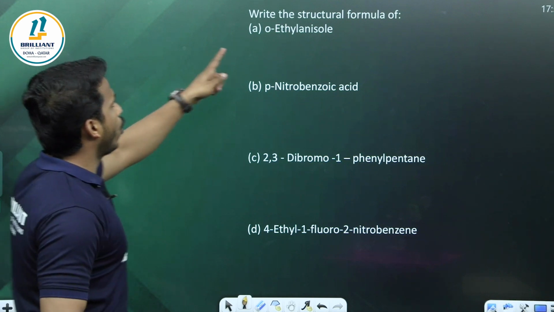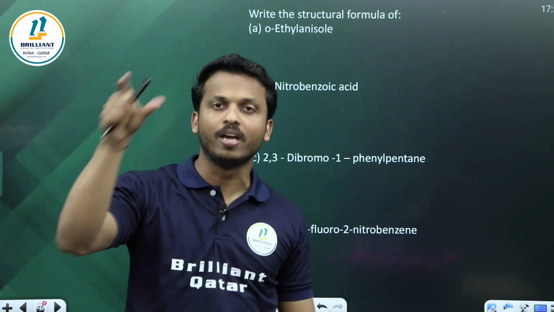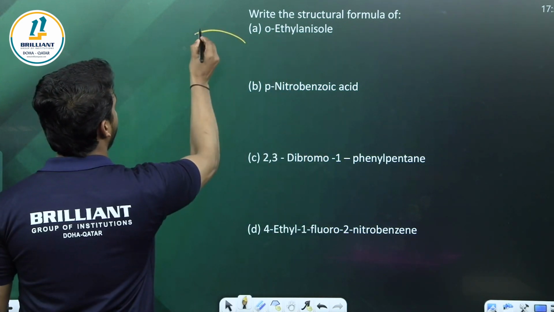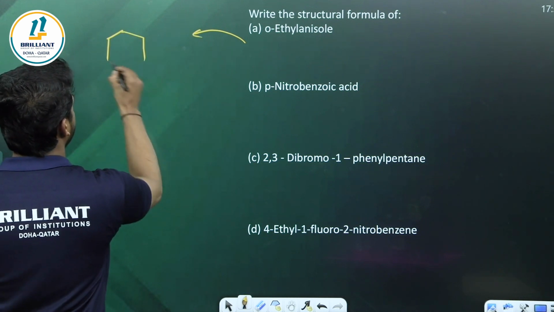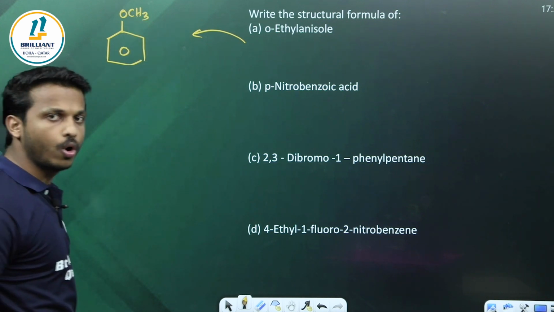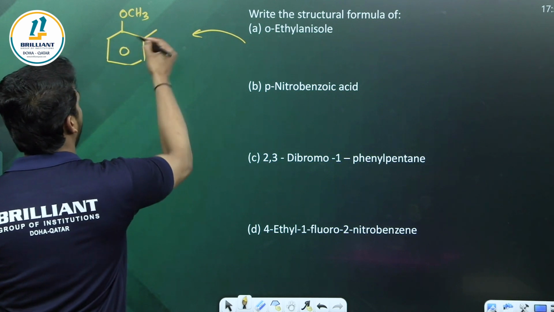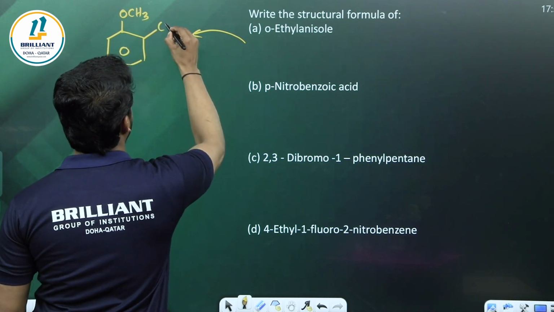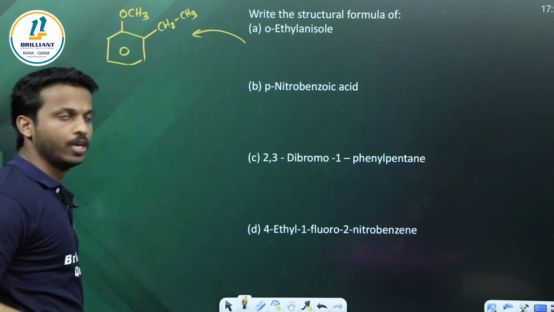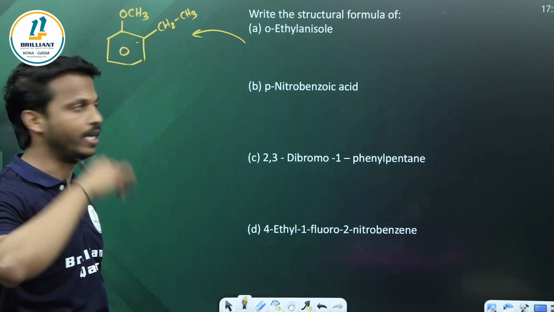Carefully listen. Ortho-ethyl anisole, which means ortho position. There is an ethyl group in anisole. What do you mean by anisole? First of all, that's compulsory to know. Dear all, anisole means benzene with the OCH3. Benzene with the OCH3 group is called anisole or methoxybenzene. Which is the ortho position? This one. So here we can write an ethyl group. What is ethyl group? CH2CH3, or we can write C2H5. So this is called ortho-ethyl anisole. What is anisole? Benzene with the OCH3.